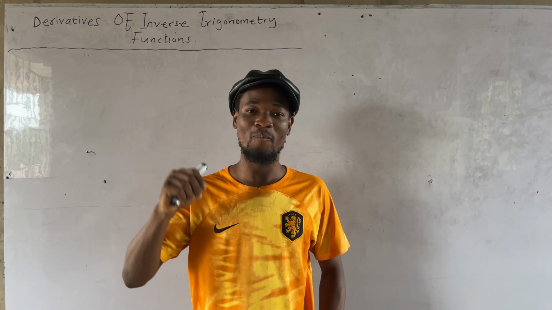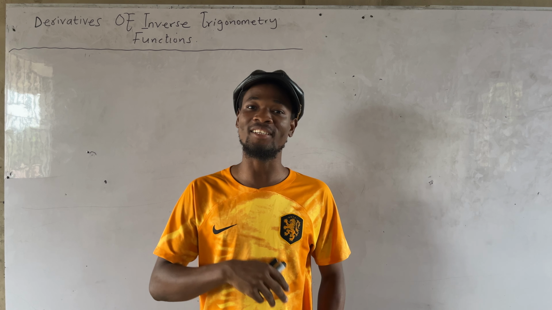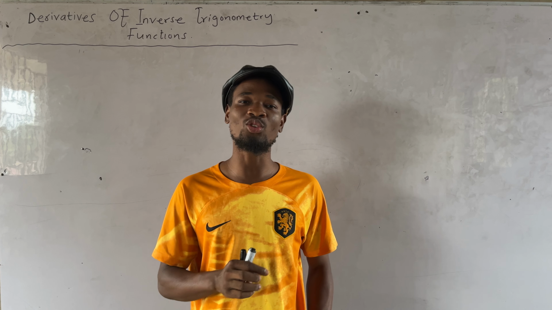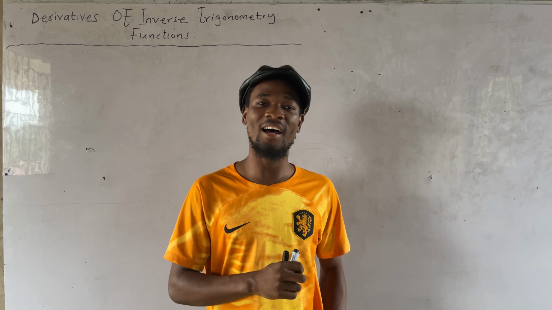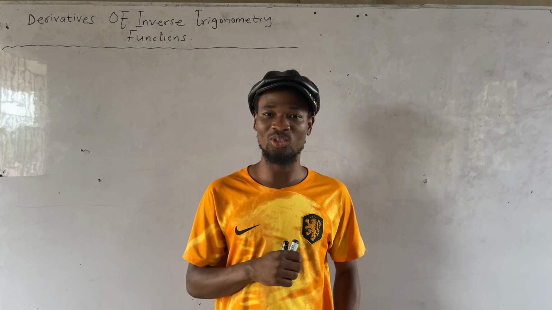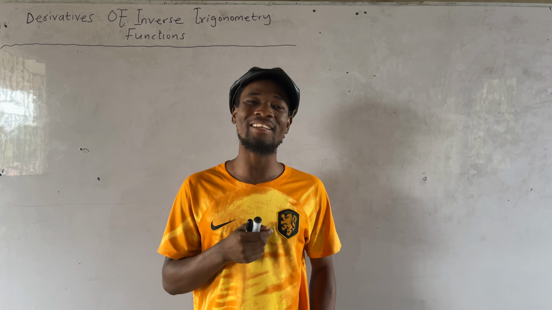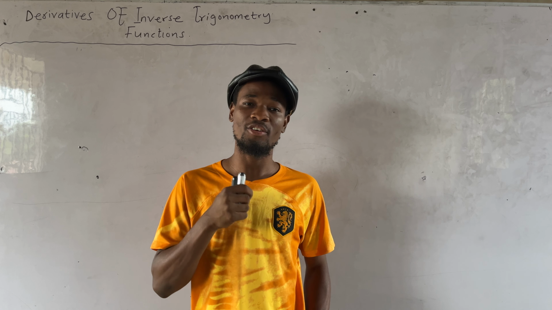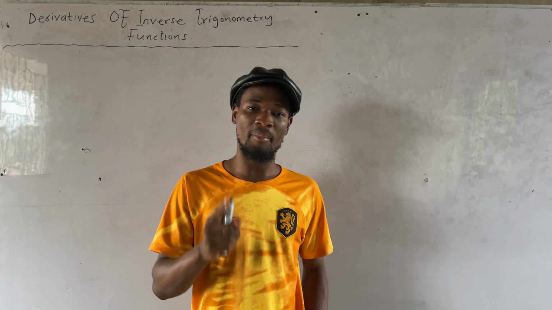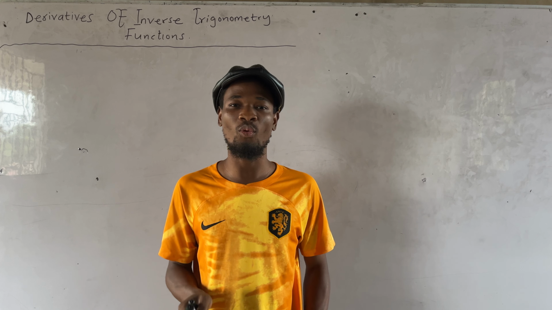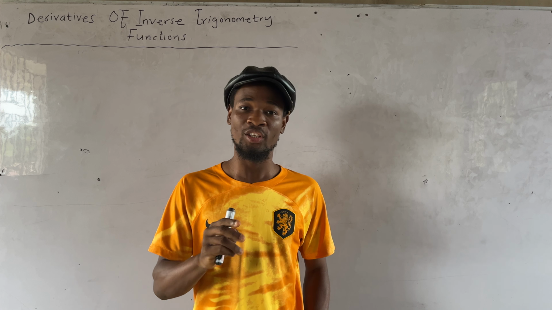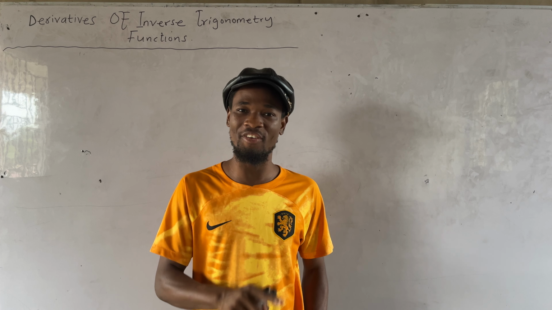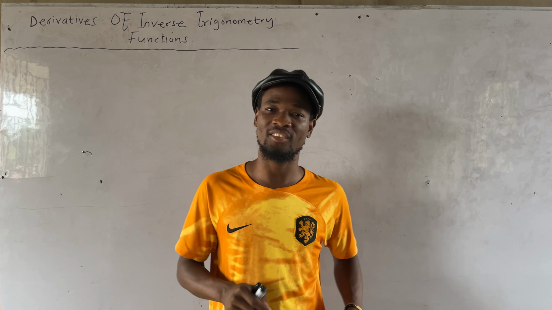We are still treating calculus, okay? So we have the integral calculus and we have the differential calculus. Today we are going to dive into another sector: how to find the derivatives, or how to differentiate, inverse trigonometry functions. Remember, we've already set the ball rolling where we learned how to differentiate the normal trigonometry functions. But this time around, let's look at the inverse of trigonometry functions.